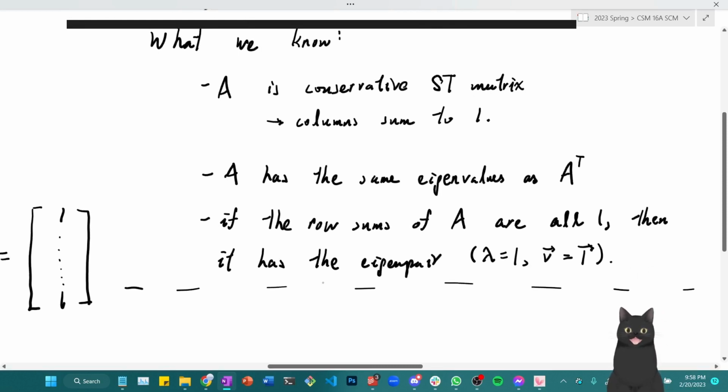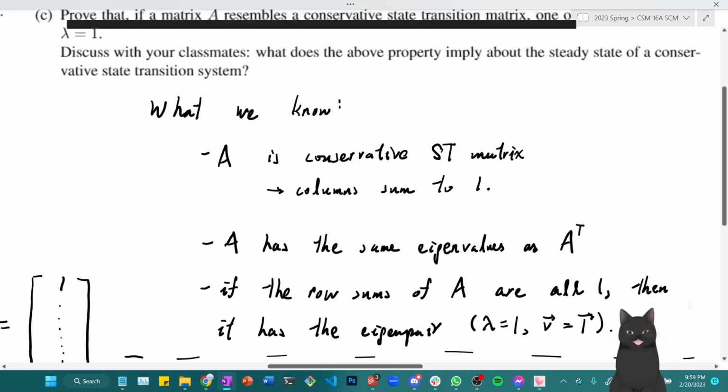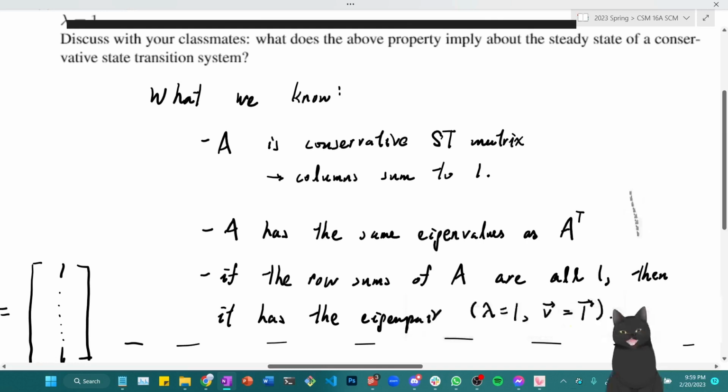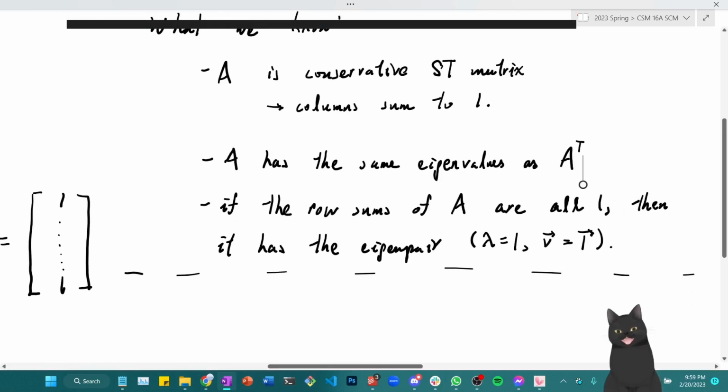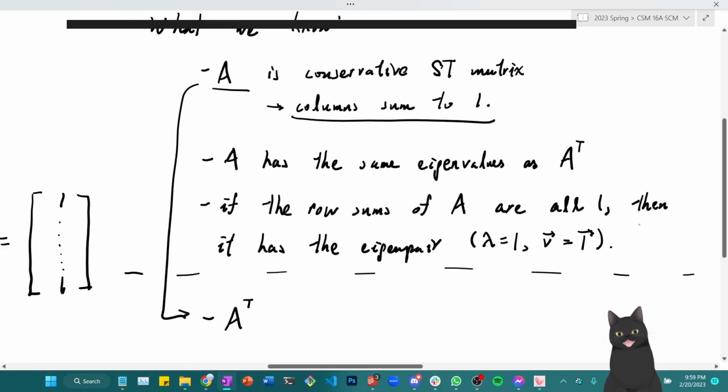Well, first of all, let's consider that A has the same eigenvalues as A transpose. So if we find the eigenvalues of A transpose, we can find the eigenvalue of A, which is the matrix of the prompt. And second of all, let's also consider what feature A transpose has, given that all columns of A sum to 1. This leads us to the fact that all rows in A transpose sum to 1.